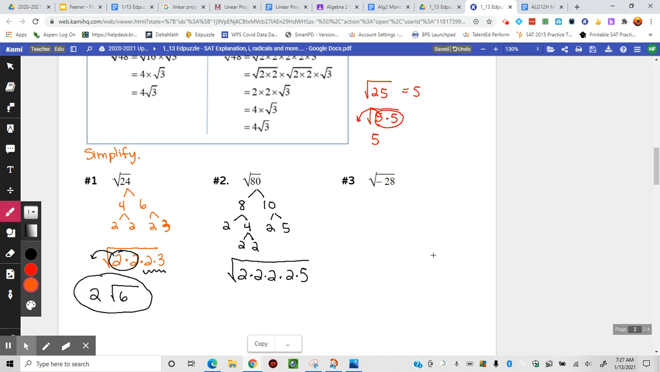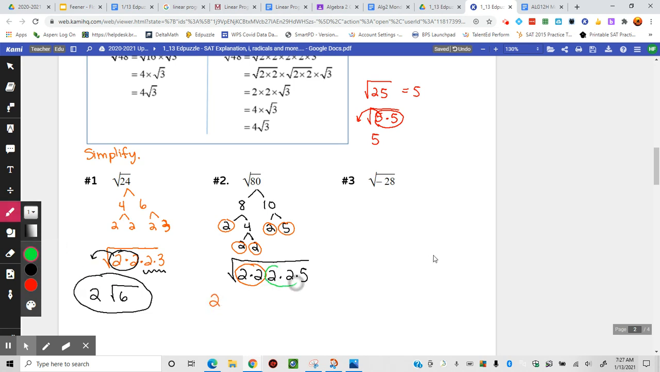So these are all the numbers. These are all my prime factors that go underneath the radical because this is what multiplies to make 80. Now you're going to take these things out in pairs. Here's a pair of 2's. It comes on the outside.